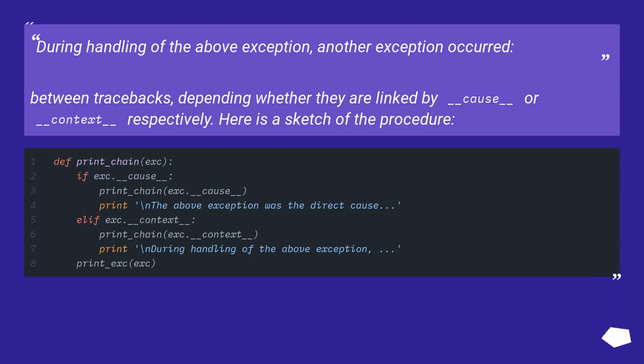Or "During handling of the above exception, another exception occurred" between tracebacks, depending whether they are linked by __cause__ or __context__ respectively. Here is a sketch of the procedure.